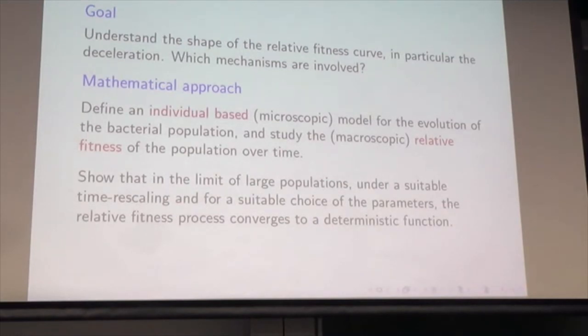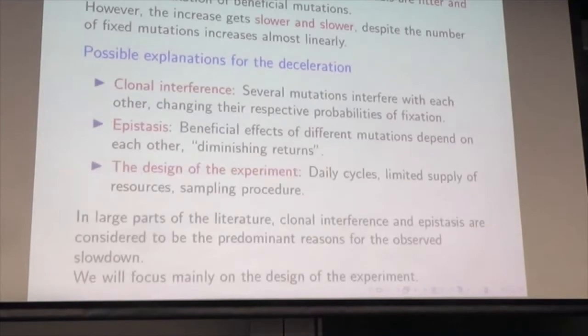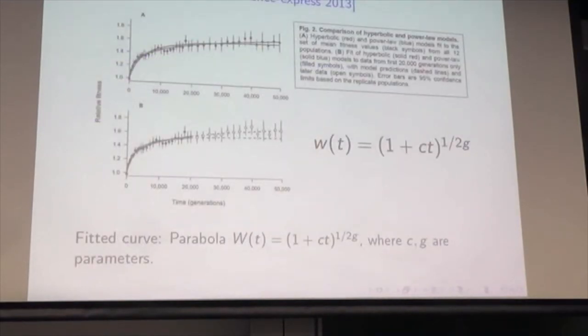So probabilists like to use the microscopic model to understand the macroscopic phenomenon. And that's somehow exactly the thing we are going to do in this model. We'll show that in the limit of large populations, under a suitable time scale, and for a suitable choice of the parameters, the relative fitness process converges to a deterministic function, a function like Z1.